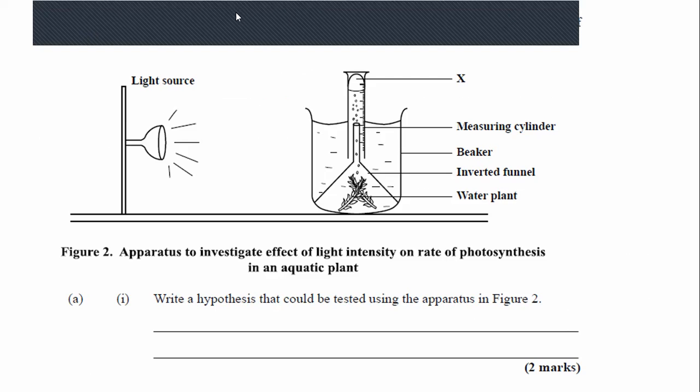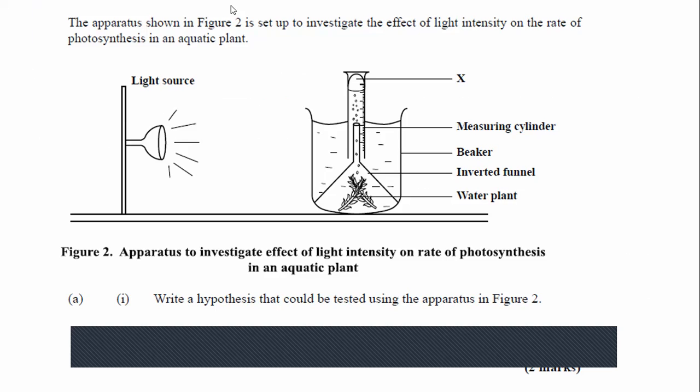Now it says, the apparatus shown in figure 2 is set up to investigate the effect of light intensity on the rate of photosynthesis in an aquatic plant. Give me a minute. What is a possible hypothesis that you could write? Miss, oxygen is a product of photosynthesis.